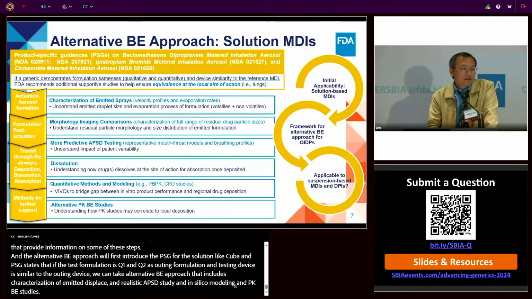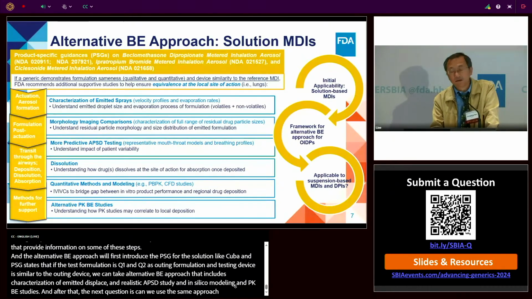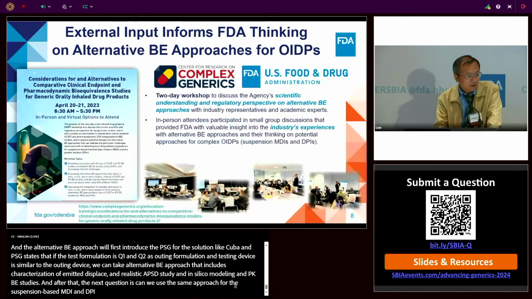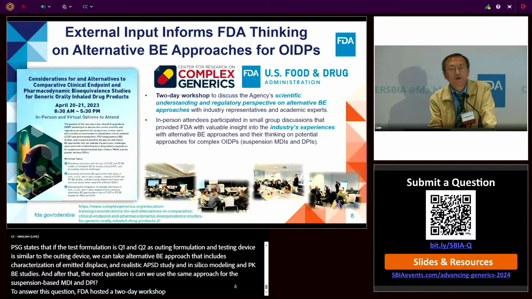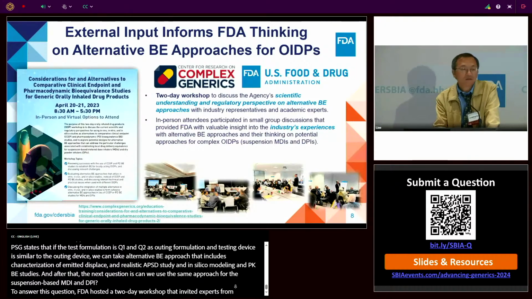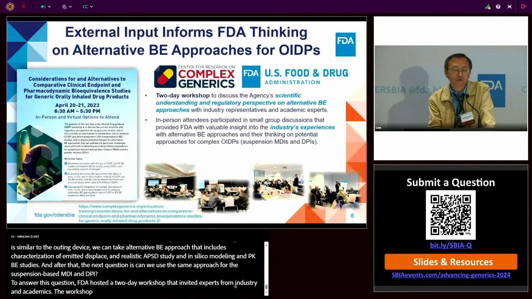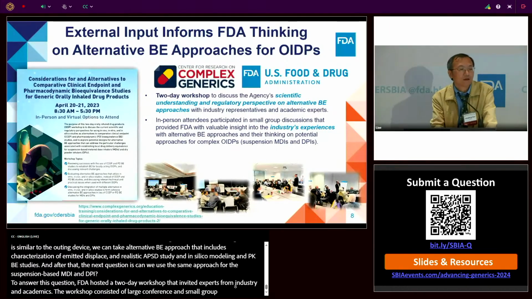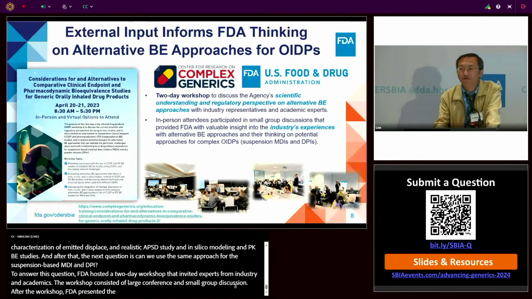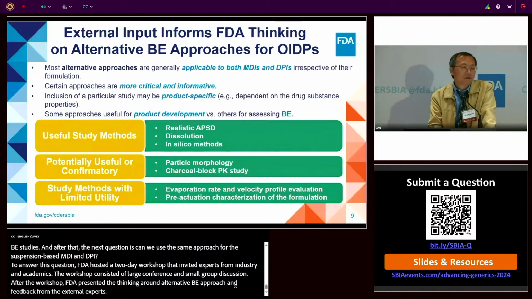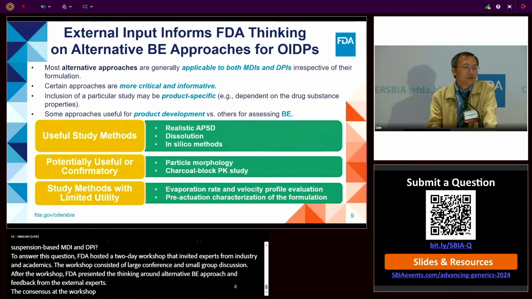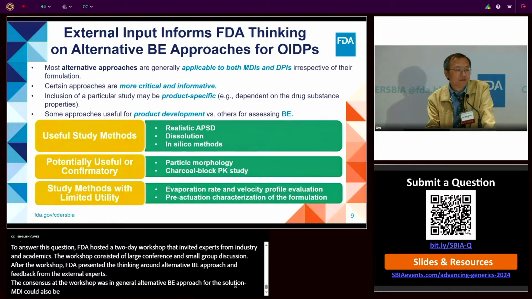And after that, the next question is, can we use the same approach for the suspension-based MDIs and DPIs? To answer this question, FDA hosted a 2-day workshop that invited experts from industry and academia. The workshop consisted of the larger conference and the small group discussions. At the workshop, FDA presented the thinking on the alternative BE approach and received feedback from the external experts. The consensus at the workshop was, in general, the alternative BE approach for the solution-based MDI could also be used for the suspension-based MDIs and the DPIs.